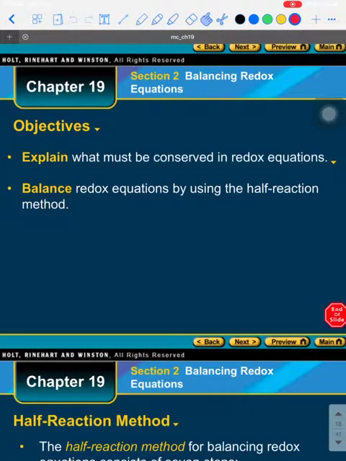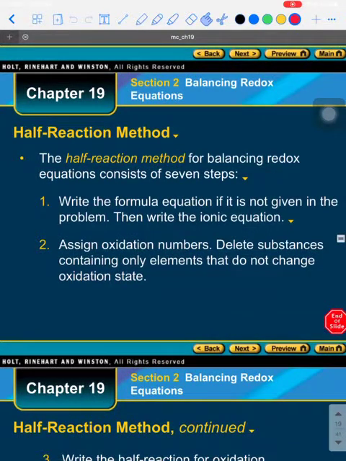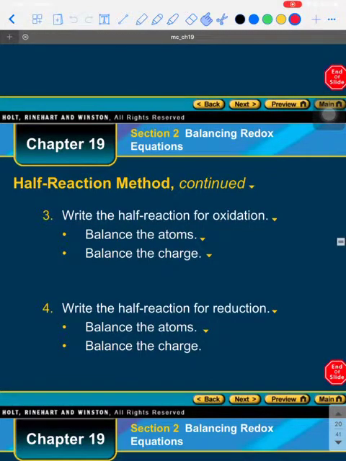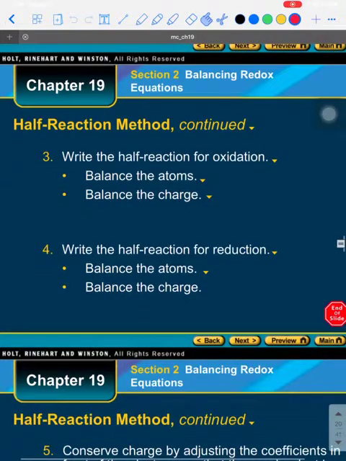Here we go for section 2, which is balancing the redox equations. We have to explain what must be conserved in the redox equations, balancing the redox equations by using the half reaction method. For balancing, we have to write the formula equation if it's not given in the problem, then write the ionic equation. Also, we have to assign oxidation numbers, delete substances containing only elements that do not change the oxidation state. Number 3, write the half reaction for oxidation, balancing atoms, balancing charges, and also write the half reaction for reduction, balancing atoms, balancing charges.